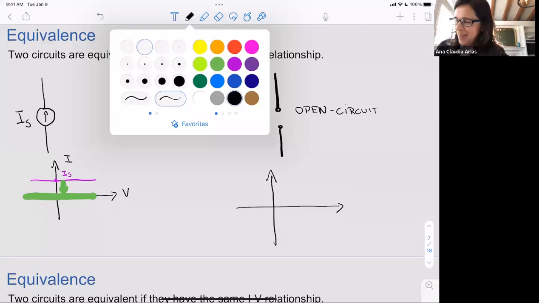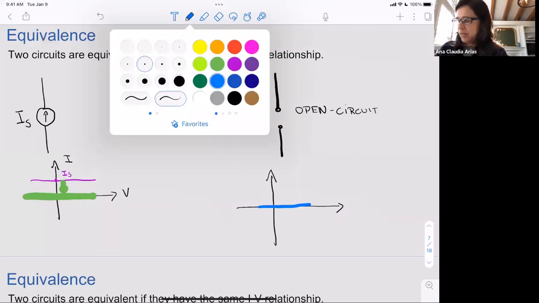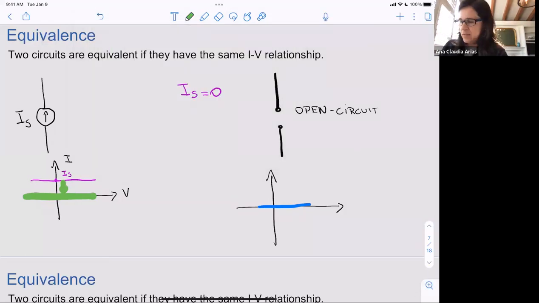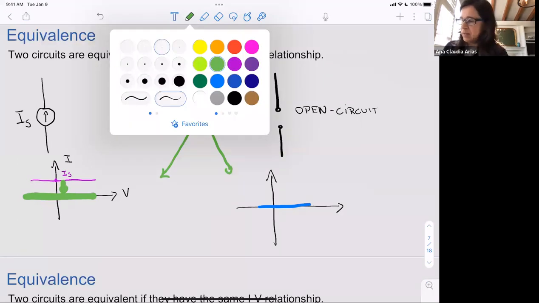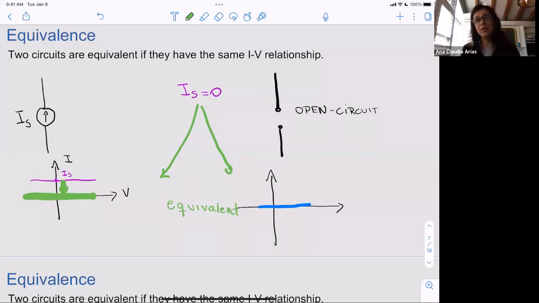So if I had to draw the open circuit IV characteristics, it would be like this. This is in our first class, right? So what does that mean? If I zero my current source, so if IS is 0, I can say that the current source and the open circuit have the same IV characteristics. And because they have the same IV characteristics, I can say that they are equivalent. And we have been doing this all the time.